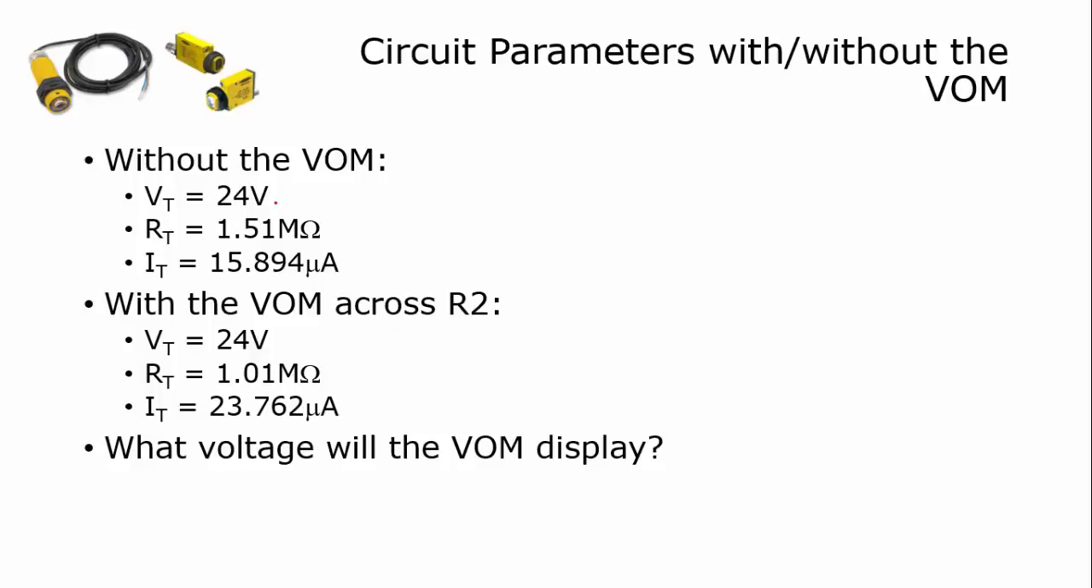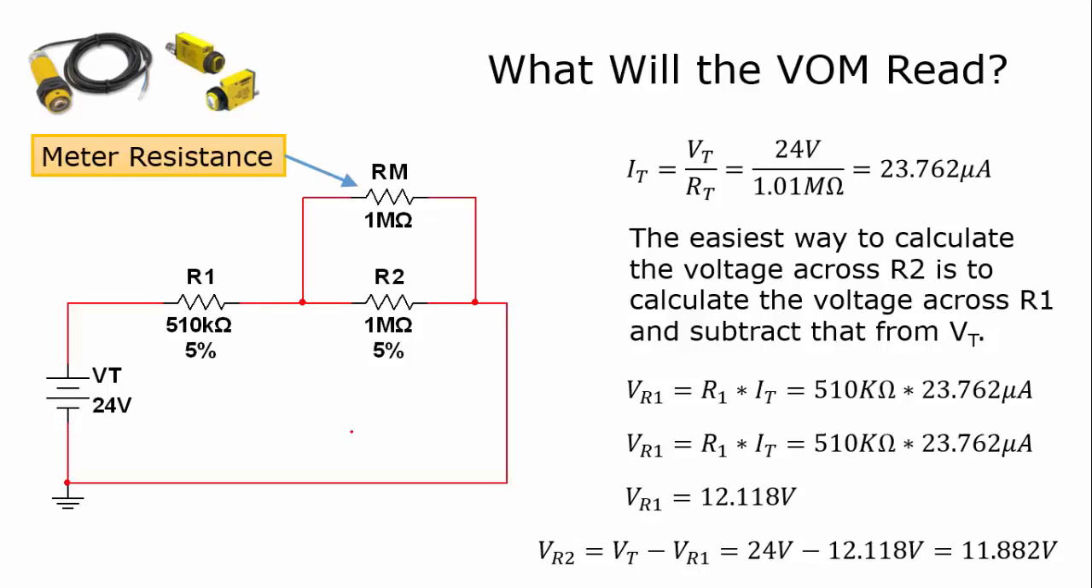So without the VOM, the total voltage is still 24 volts. The total resistance is 1.51 megaohms. The total current is 15.89 microamps. With the VOM across it, I'm still at 24 volts, but my total resistance is 1.01 megaohms. But look at how my total current changed. The total current is now 23.76 microamps. So what voltage will the VOM display? We can easily calculate that out.